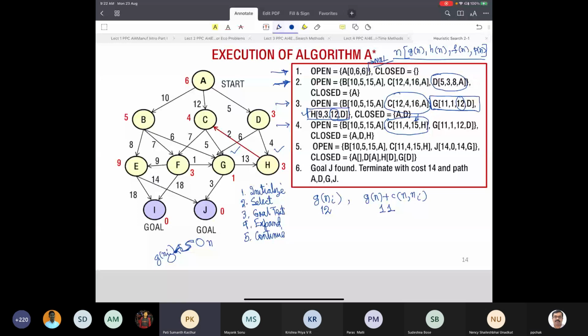Yes, sir. Which node is removed? Sir, G. G will be removed. And when G is removed, which node is put back in open? What are the children of G? Sir, J. J and only J is the children. Oh, only J? Look at the graph carefully. Okay, J and H are the children.